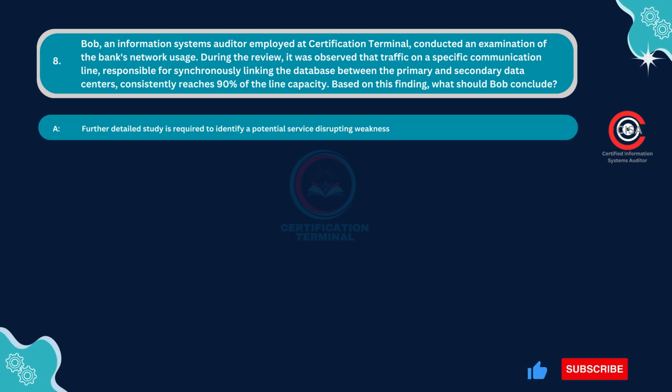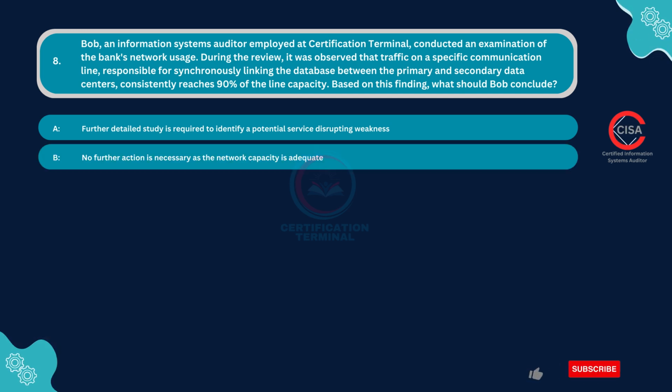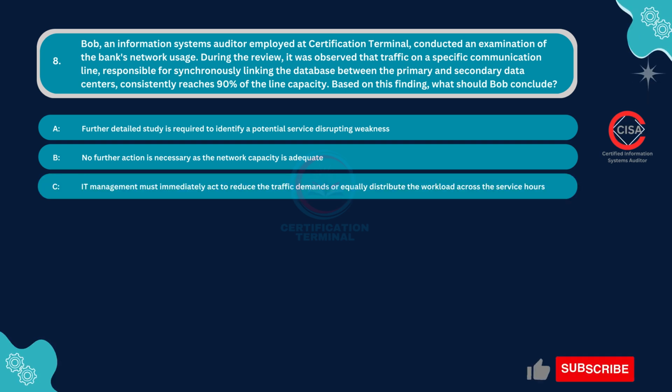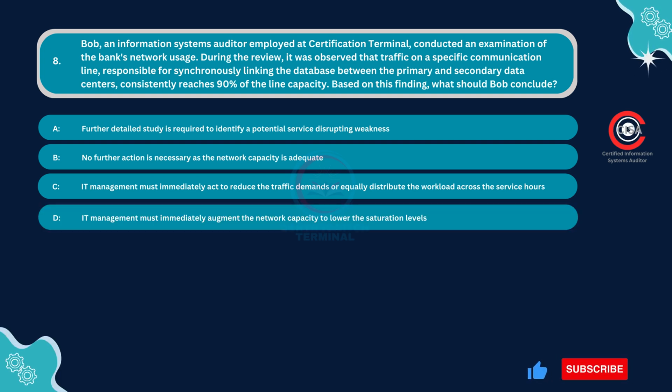Option A, further detailed study is required to identify a potential service disrupting weakness. Option B, no further action is necessary, as the network capacity is adequate. Option C, IT management must immediately act to reduce the traffic demands or equally distribute the workload across the service hours. Option D, IT management must immediately augment the network capacity to lower the saturation levels. The correct answer is Option C, IT management must immediately act to reduce the traffic demands or equally distribute the workload across the service hours.